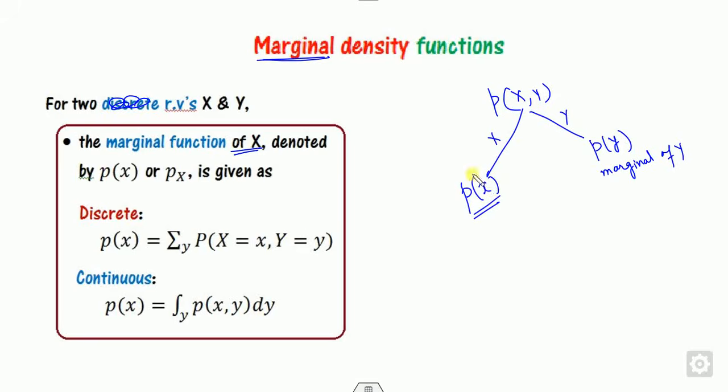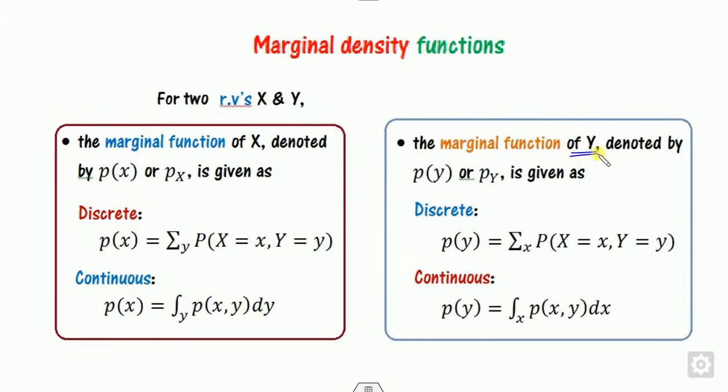Since we are finding the probabilities of p(x) which depend only on x, we have to collect all the values of y. So we will collect all those values of y and sum. If it is continuous, then instead of the summation, it is an integral over y. So this is the marginal density function of x. On the other hand, for the marginal of y, we need a function of y, which means the collection of all those x.